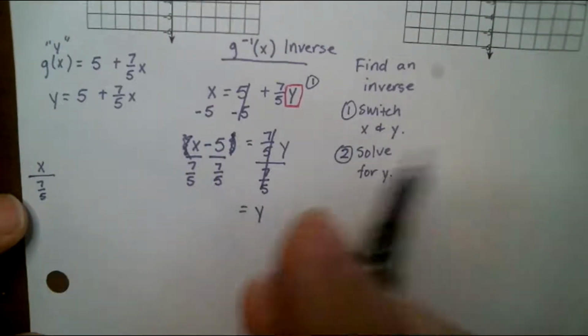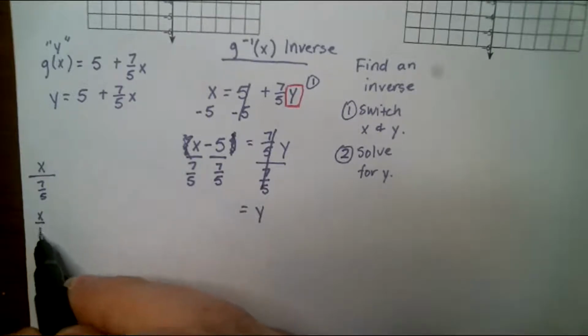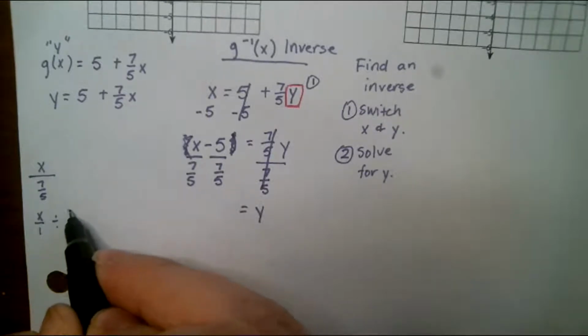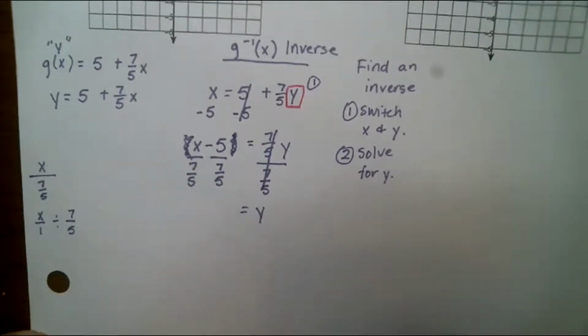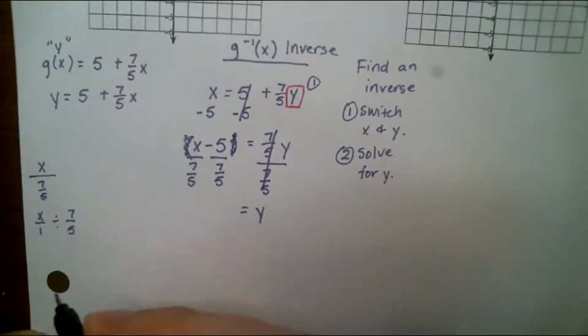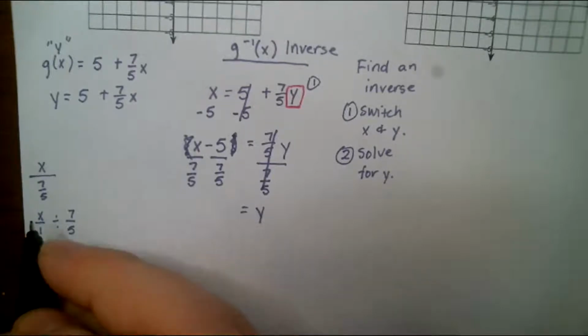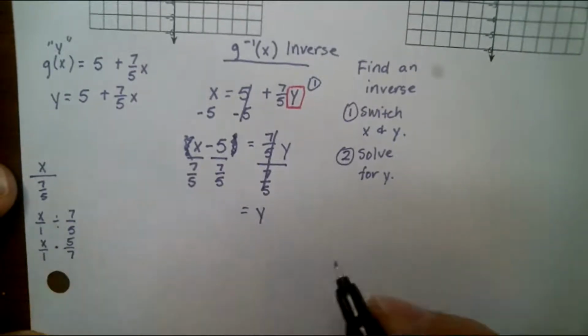Most of you guys should remember the only thing we're going to do here: write x as a fraction. Think about it as a horizontal problem instead of a vertical. x over 1 divided by 7 over 5. And then I think you all call it keep, change, flip. We called it KFC, keep, flip, change, Kentucky Fried Chicken. So x over 1 times 5 over 7.